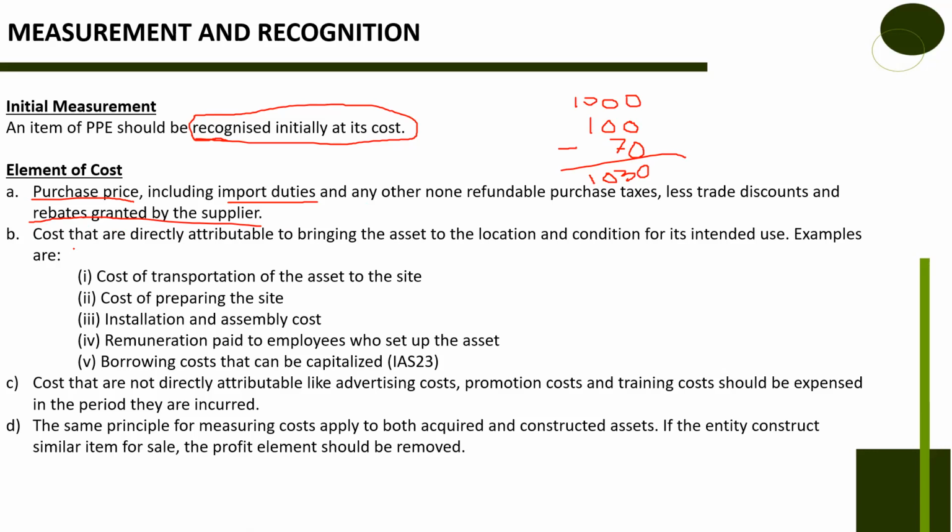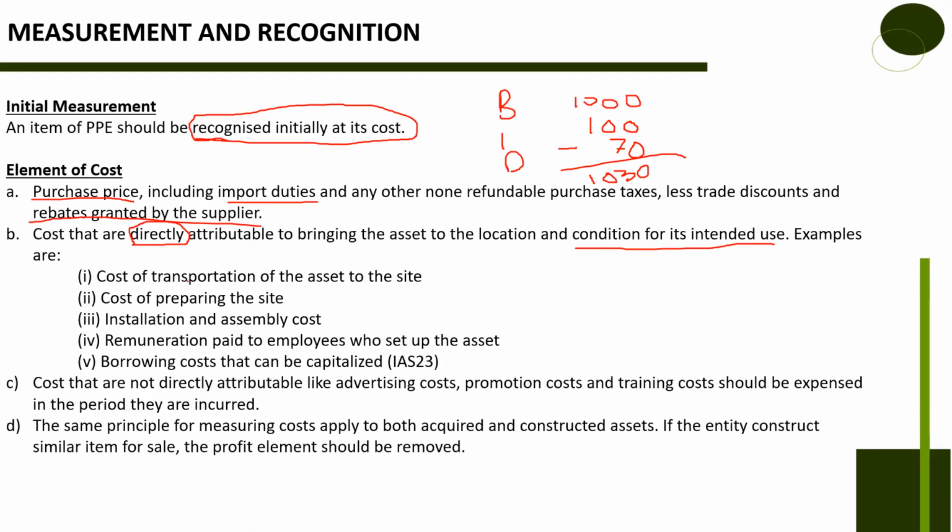Then number 2, elements of cost: costs that are directly attributable. This word is very powerful in this case. Directly attributable to bringing the asset to the location, and not only to the location, but to the condition for its intended use. Let's say it's a machinery. This is the cost you bought the asset, this is the import duty, this is the discount, and this is the cost that it took to get to your location, to Nigeria.